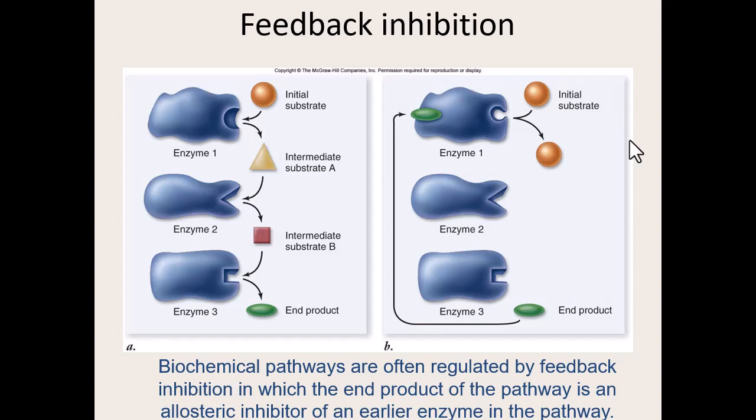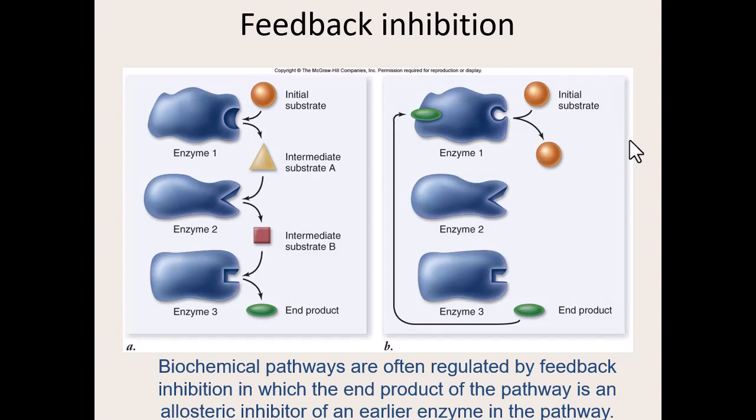But at some point, we've got enough of these little green ovals in the body. We do not need to make any more. And so a lot of times the end product, when you get enough of it, becomes an inhibitor. This little green oval will go up and attach to that first enzyme in the allosteric site, that little alternate site. So it's non-competitive, it's not competing for the active site.